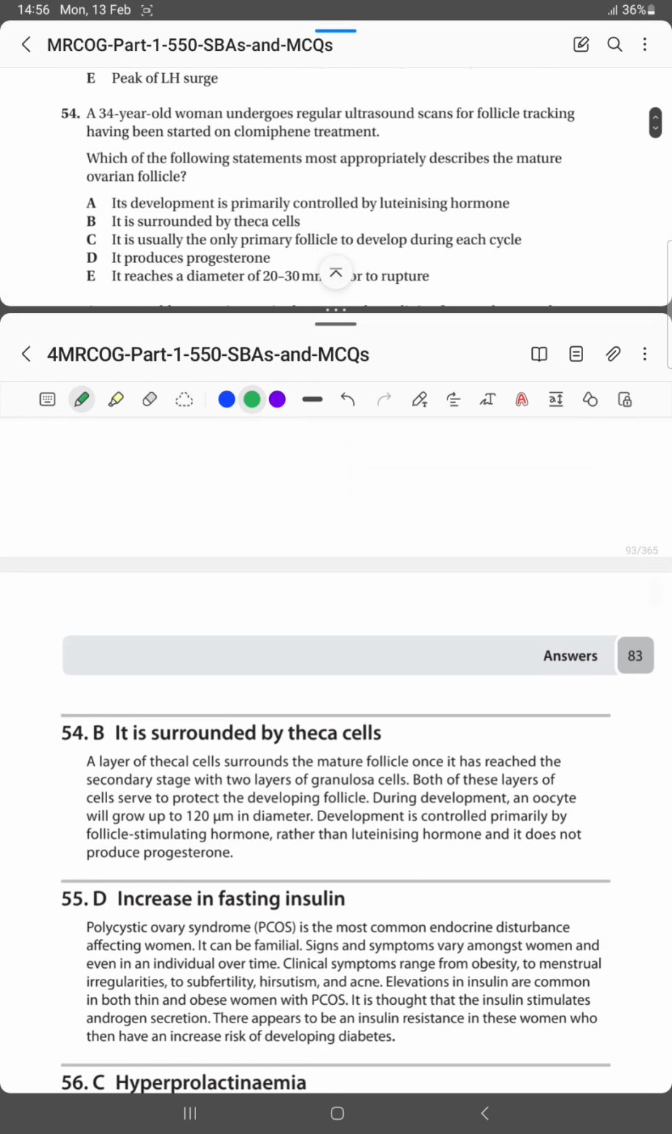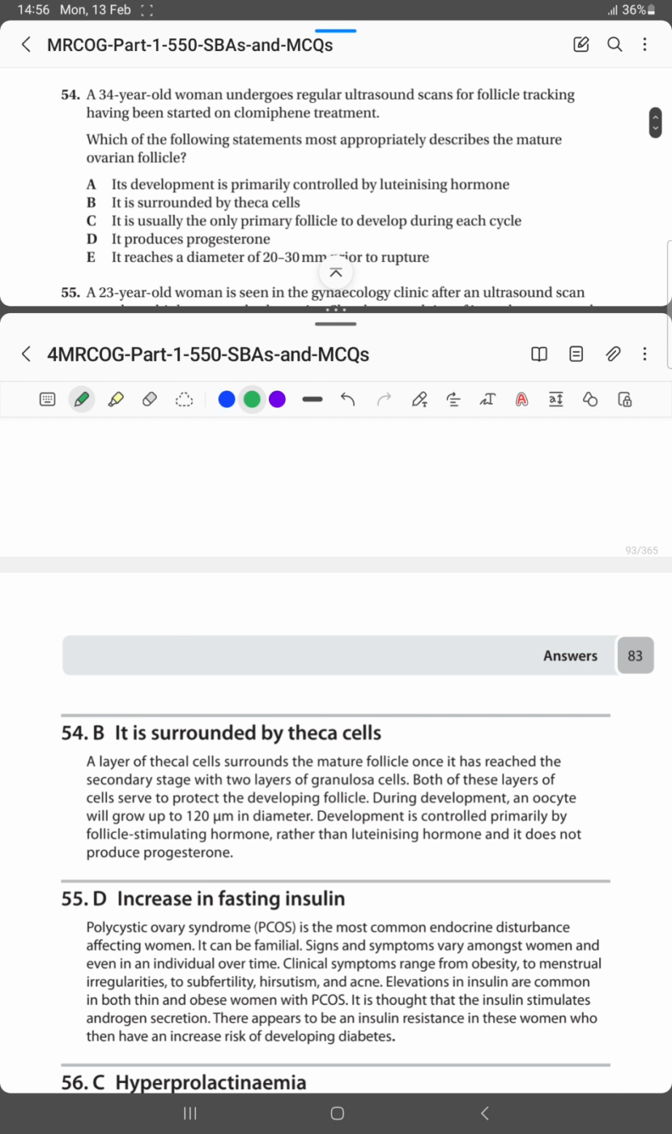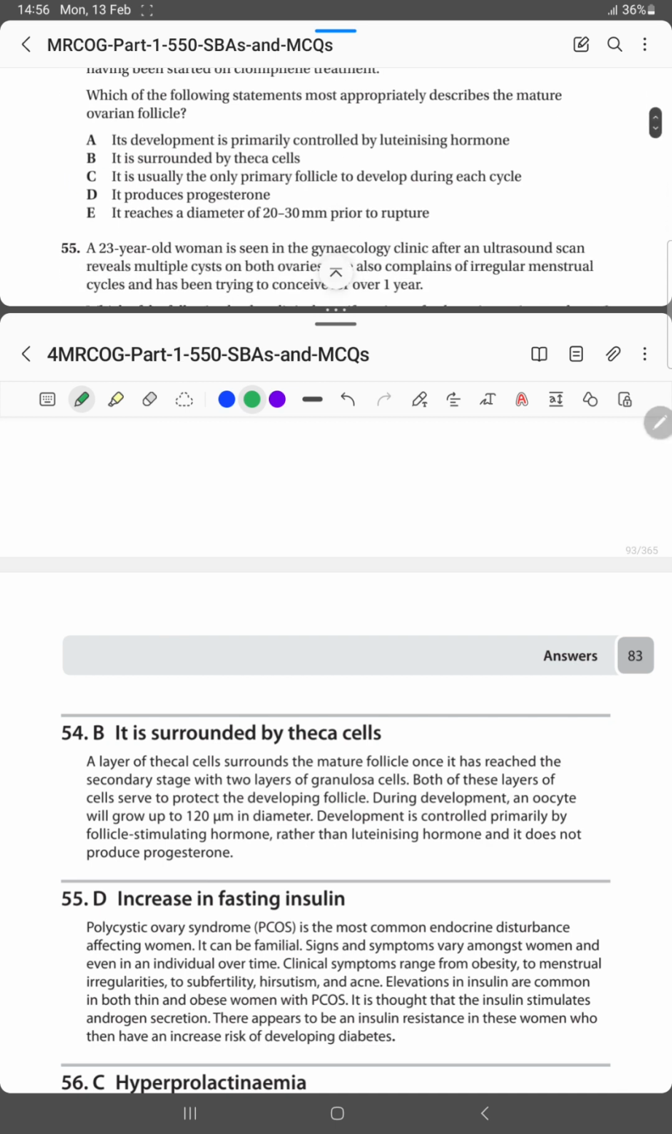A 34-year-old woman undergoes regular ultrasound scans for follicle tracking, and has been started on clomiphene treatment. Which of the following statements most appropriately describes the mature ovarian follicle? It is that it is surrounded by the theca cells. A layer of theca cells surrounds the mature follicle once it has reached the secondary stage with two layers of granulosa cells.